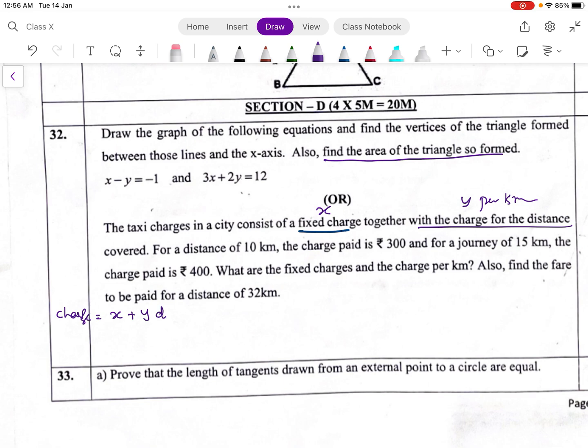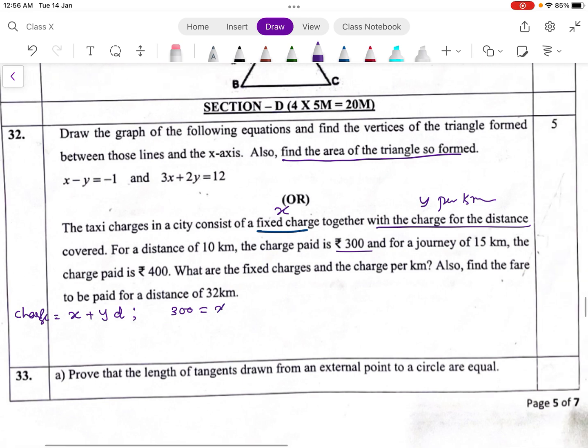Now let us try to use this. The first case is 300 rupees as the charge. So here I will write, charge is 300. When the charge is 300, that time x is not known, how much distance is covered.